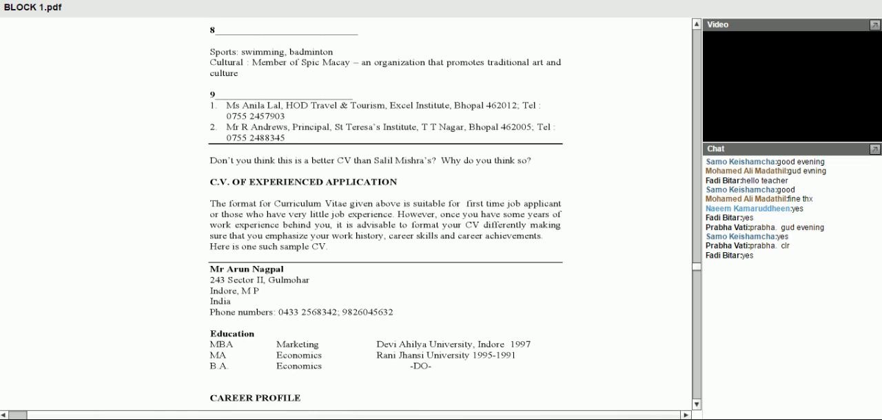Muhammad Ali, Madathil, Samu, Naeem, Fadi, Prabhavati, Divya Manoj, Sri Raj, Ramchandran. You have to write short notes on whatever we have covered in class yesterday, and then we are going to switch over to the next part. Is it okay?